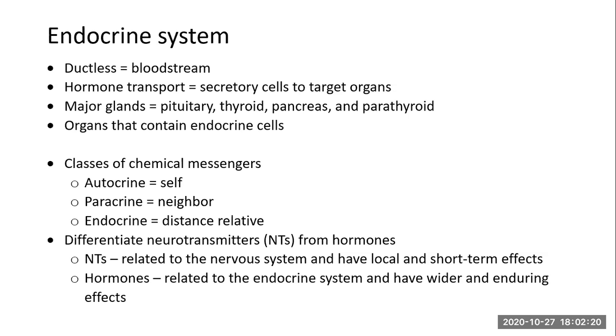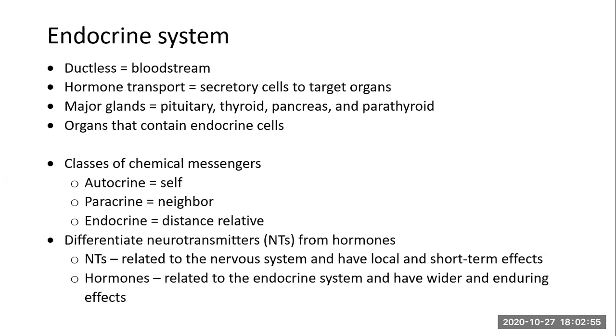Paracrine is when the chemical messenger is sent to neighboring tissues. Whatever these chemical messengers are doing, it's not used for self-consumption. It is used for a neighbor or tissues that are nearby. Paracrine, by the way, para means nearby. And the last one is endocrine. This one is like a distant relative.